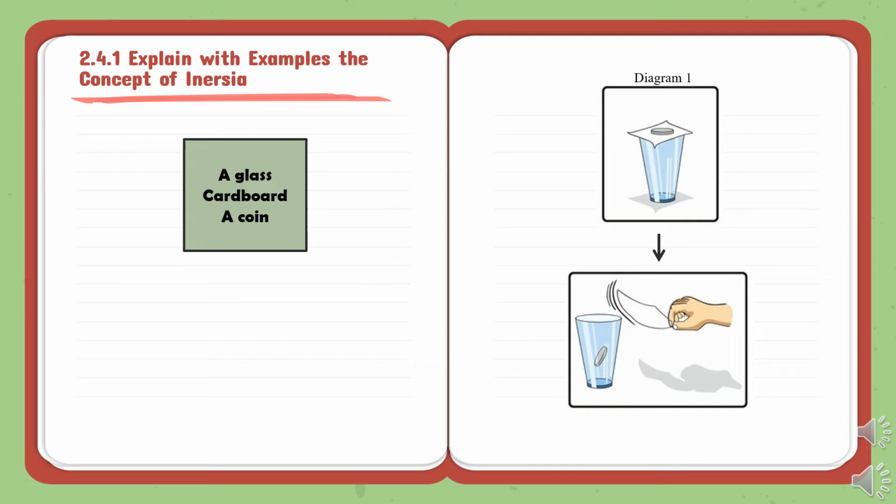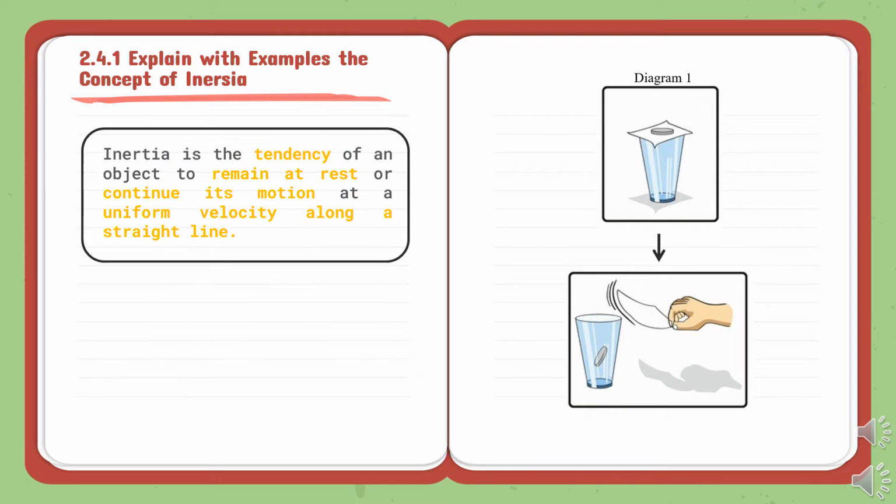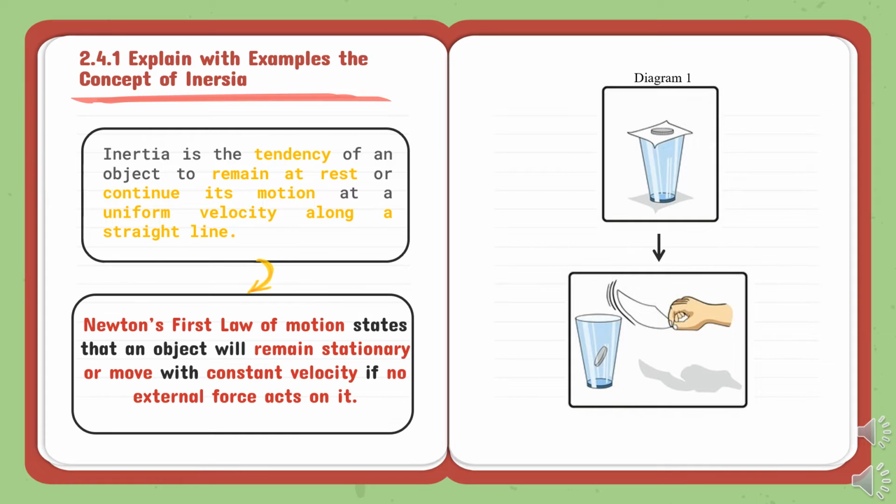Yes, you are right. When we quickly pull the cardboard horizontally, the coin will fall straight into the glass. This situation happened due to inertia. So, what is inertia? Inertia is the tendency of an object to remain at rest or continue its motion at a uniform velocity along a straight line.